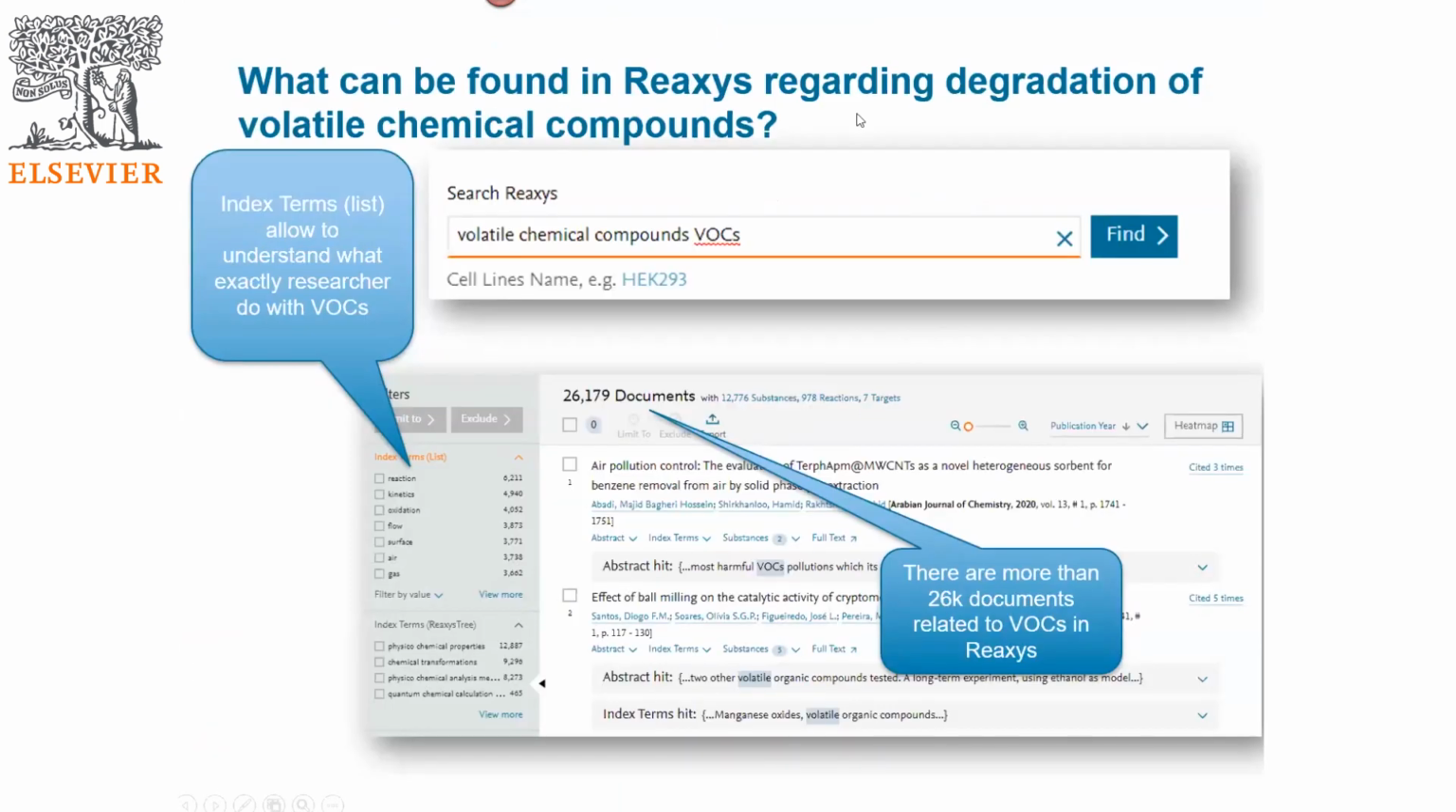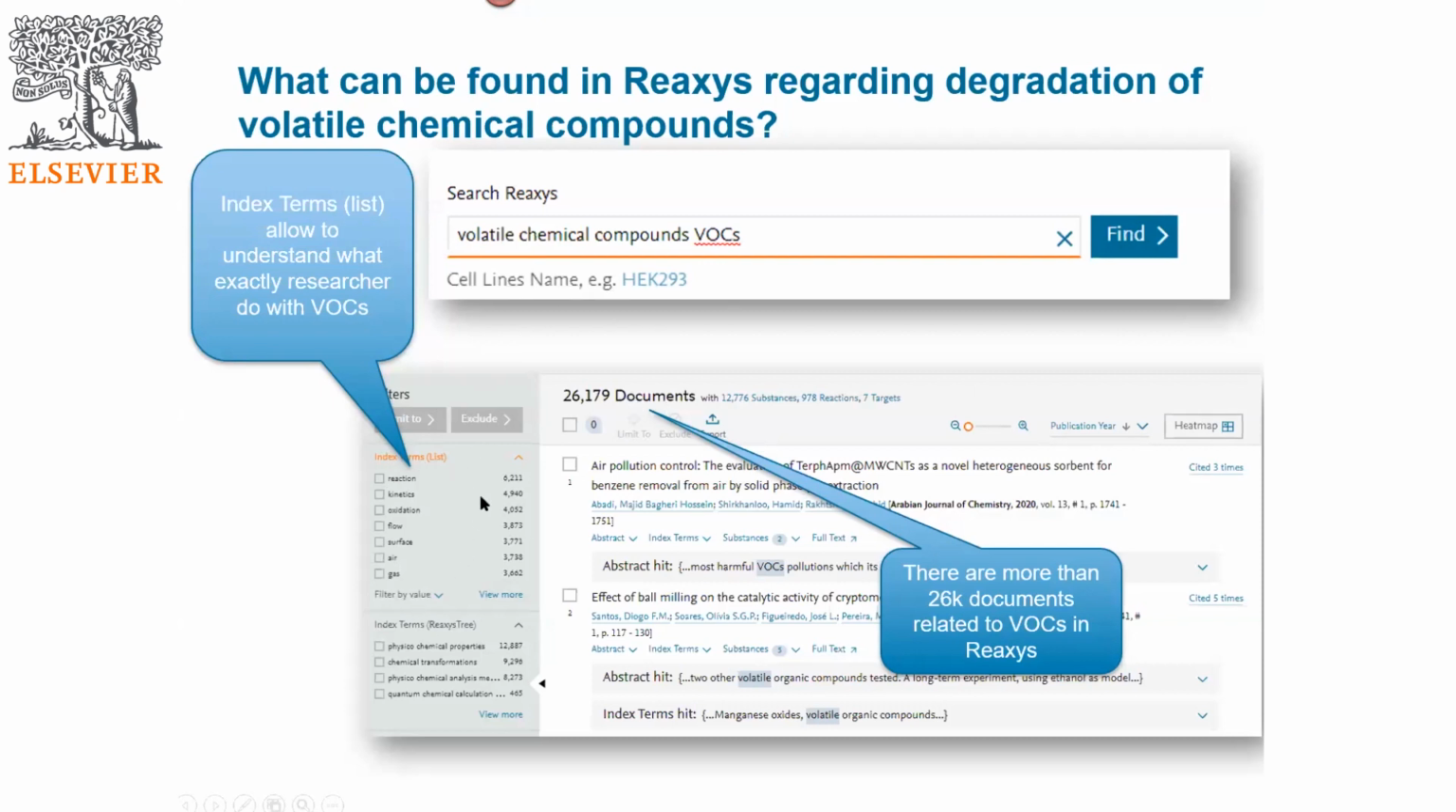What we can do and what we can discuss right now. Right now, it makes sense to discuss indexing of the document in Reaxys. If we are interested in volatile chemical compounds, it's not connected with some particular structure, or at least it's not clear from the name what exactly it means. In this case, I did a document search in Reaxys. I searched for these volatile chemical compounds, and I found 26,000 documents.